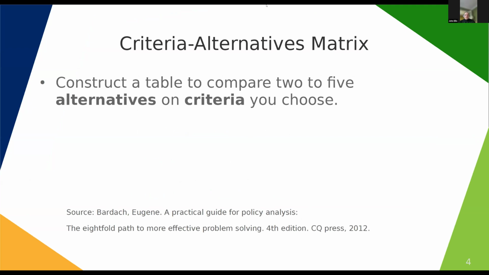We're going to be basing this off of Eugene Bardach's guide to effective problem solving, called the Criteria Alternatives Matrix. It's a structured approach for effective problem solving. And the matrix, which you will not see on this page, we'll introduce on the next slides, is to help you evaluate potential locations based on the goals and priorities of your project.